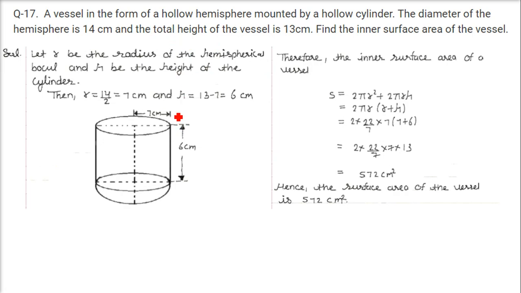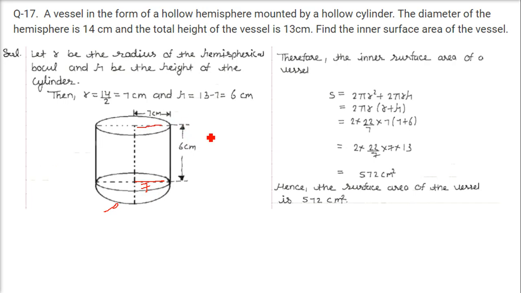A vessel is in the form of a hollow cylinder. So this is a hollow cylinder, and mounted by a hollow hemisphere. This is a hollow hemisphere and this is a hollow cylinder. The diameter of the hemisphere is 14 centimeters. So this is 14 centimeter diameter. So the radius will be 7, and the radius of the cylinder will also be 7.